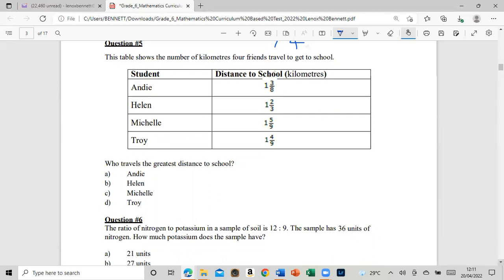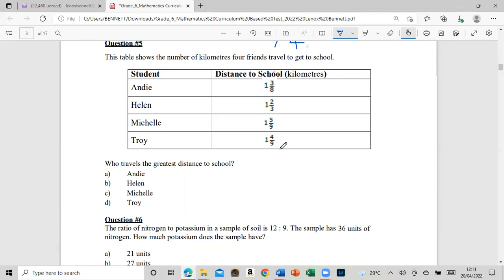All right, so let's go. Number 5 says the table shows the number of kilometers 4 friends travel to get to school. Andy travels 1 3/8 kilometers, Ellen 1 2/3 kilometers, Michelle 1 5/9, and Troy 1 4/9. Who travels the greatest distance to school?